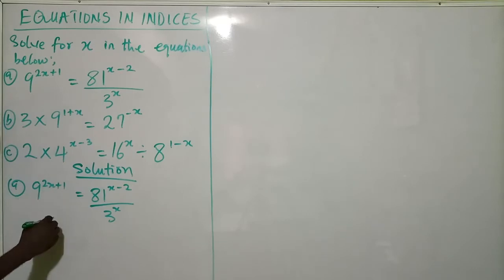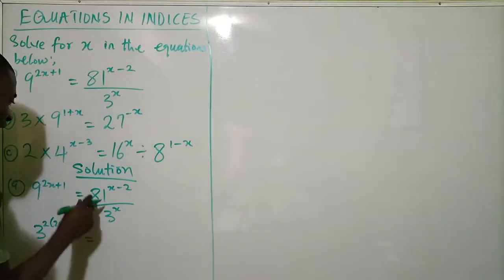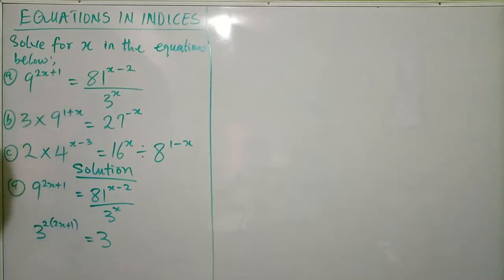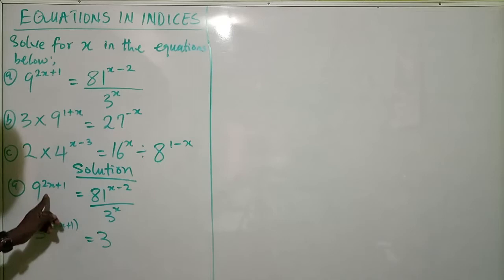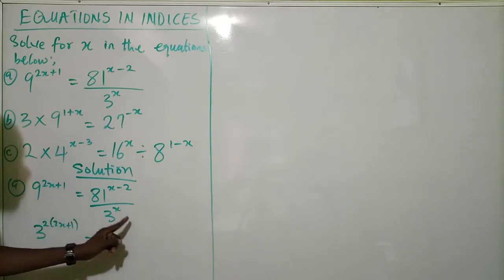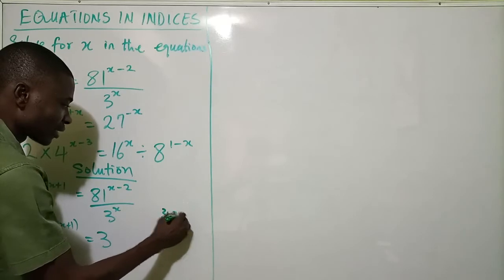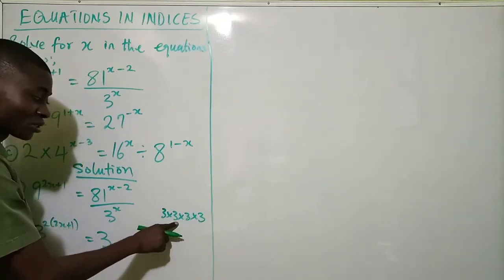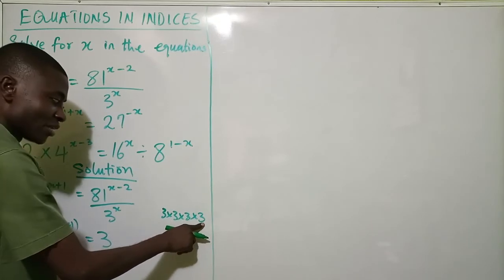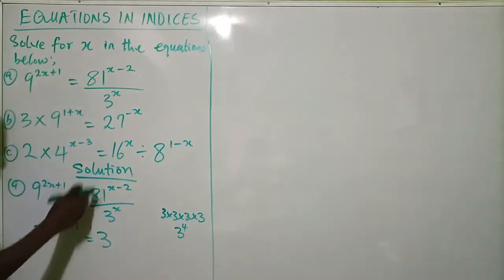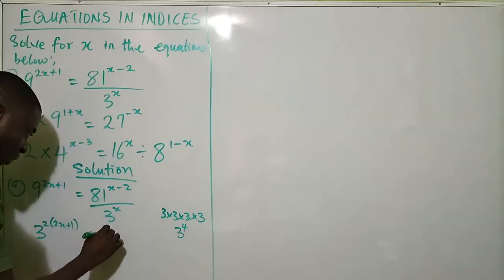Open bracket, this 2x plus 1, close bracket, equals, again, what will I raise to the power of 3 so that my answer will be 81? If I say 2, 2 is going to give me 9. If I say 3, that means 3 times 3, 9. 9 times 3 is 27. So should it be 4? That means 3 times 3 times 3 times 3. 3 times 3 is 9. 9 times 3 is 27. 27 times 3 is 81. So that means 3 raised to the power of 4 gives me 81. So that means this is 3 raised to the power of 4.